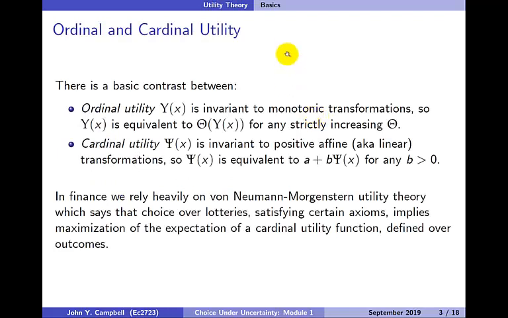So going back to the basics of utility theory, as I'm sure you already know, there is an important contrast in utility theory between ordinal utility and cardinal utility. So ordinal utility is invariant to monotonic positive transformations, so that we can take any utility function, apply any strictly increasing function to it, which may be nonlinear, and it will be an equivalent representation of preferences.